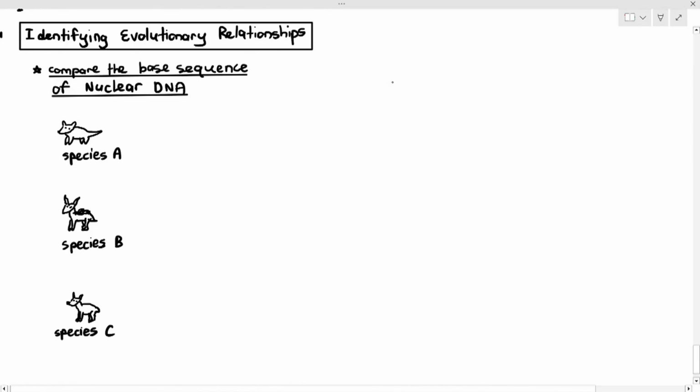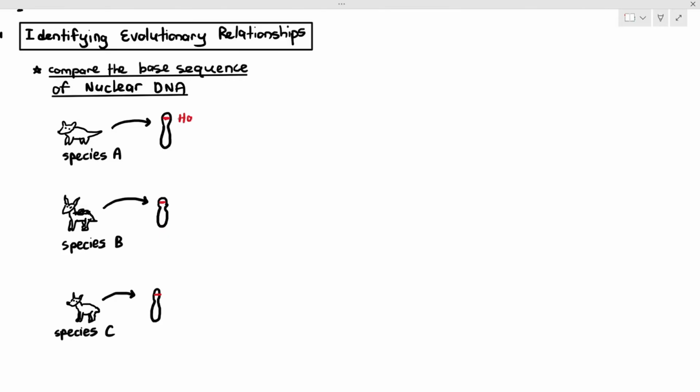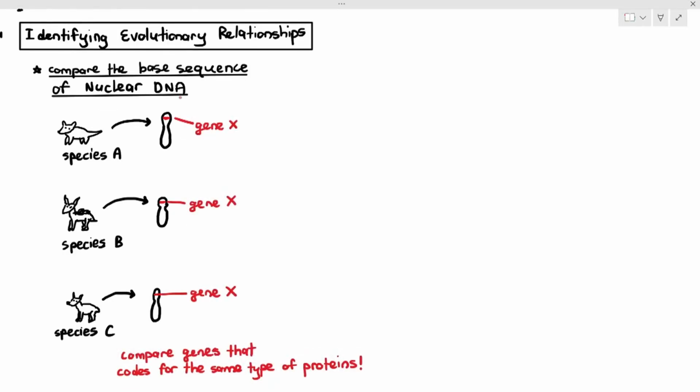Those parts cannot easily change, and those parts are referred to as genes. So for example, let's say species A, species B, and species C have chromosomes. You compare the genes that code for the same type of proteins. Let's say when you look at the chromosomes of species A, B, and C, you notice that even though they are different species, they all have a particular similar gene, which is gene X, and gene X codes for protein X.